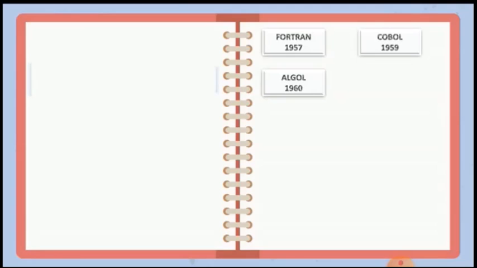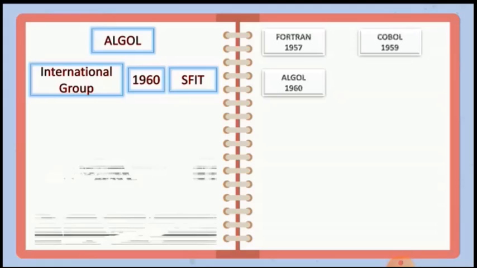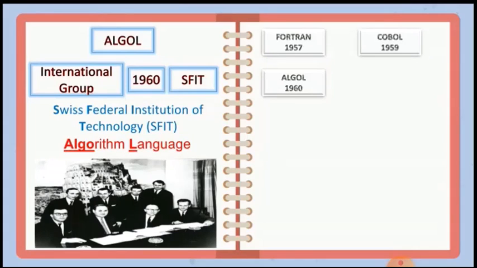The third language, ALGOL, was created by an international group in 1960 at SFIT, that is Swiss Federal Institute of Technology. ALGOL stands for Algorithmic Language. It was created to avoid the problems faced in Fortran. So all these languages can perform only one task.